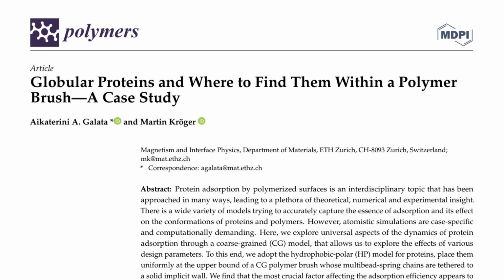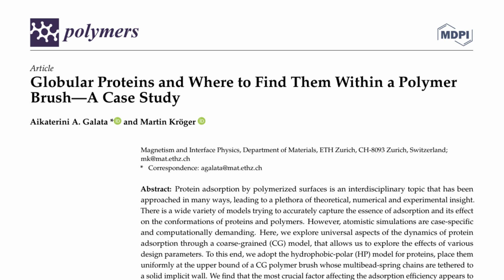The authors describe the setup of the simulation system, including the polymer brush with different grafting densities and the globular proteins with different hydrophobicity ratios. They also introduce variations in the system, such as the presence of attractive beads along the backbone of the polymer chains or the addition of ligands.